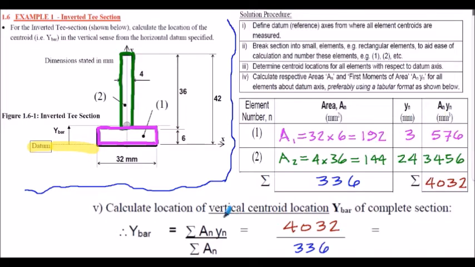And finally we can work out the y bar. It's simply the summation of the area moments for each of the sections, so that's the 4,032 in this case, divided by the summation of the area, which is 336, and that evaluates to give us 12 millimeters as the y bar dimension from the datum. So our centroid is here, 12 millimeters from the datum at the bottom of the section.